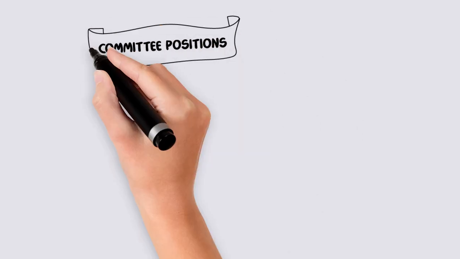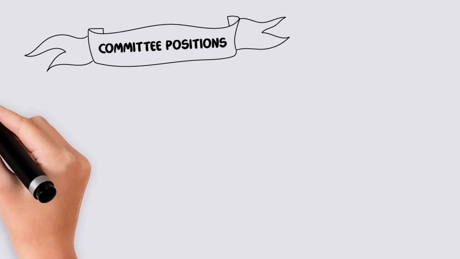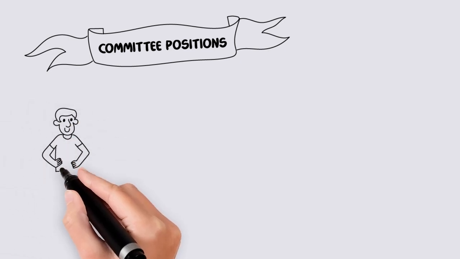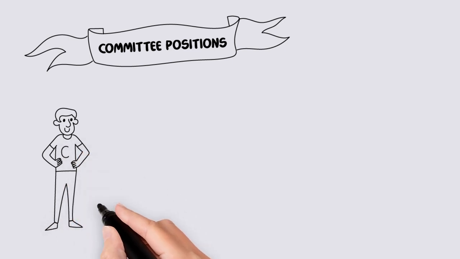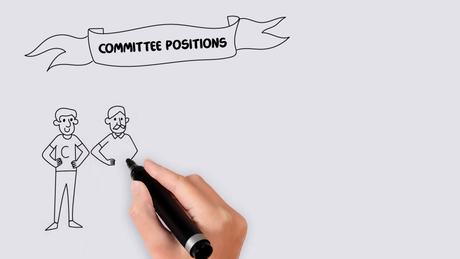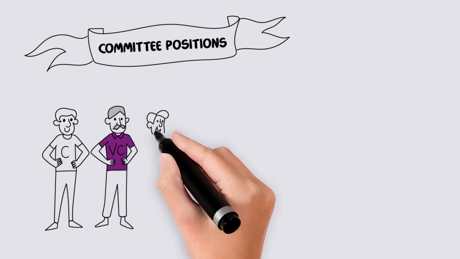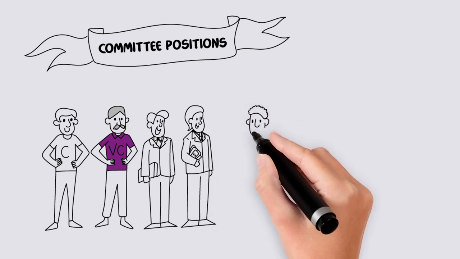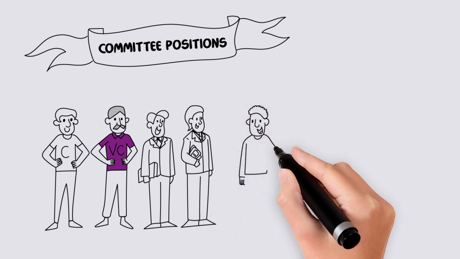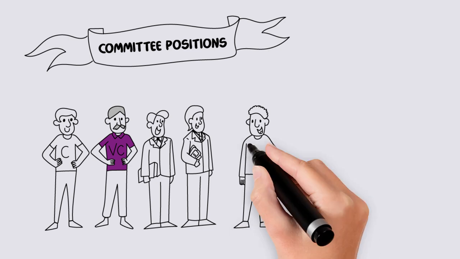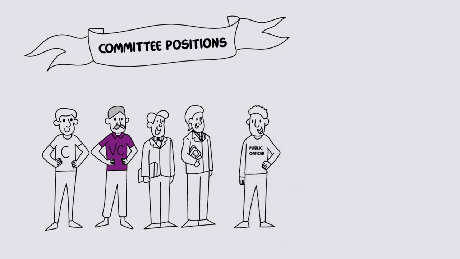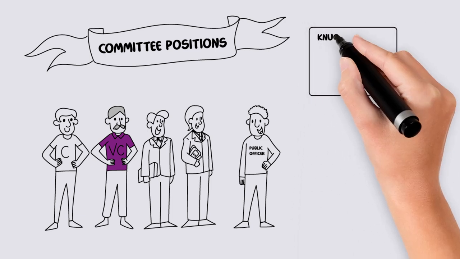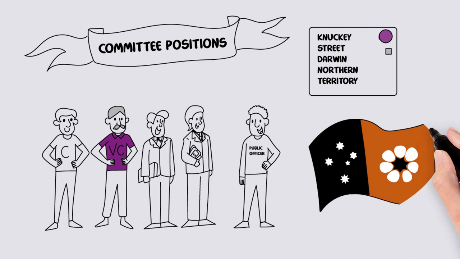Committee positions. The association's needs and activities will determine the required committee positions, the role and term of office. Usually, an association has a chair, a vice chair, a secretary, and a treasurer. A public officer is also required. The association may choose to have a dedicated public officer position, or they may determine that a member of the committee will be appointed for this role. Your public officer must reside in the Northern Territory.